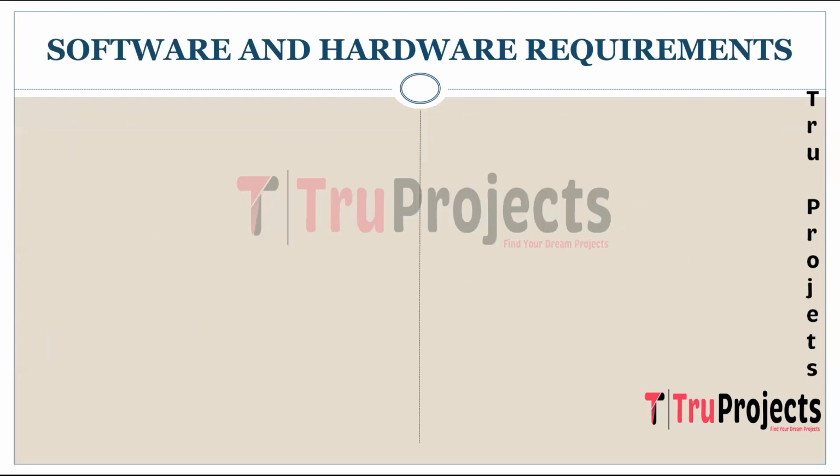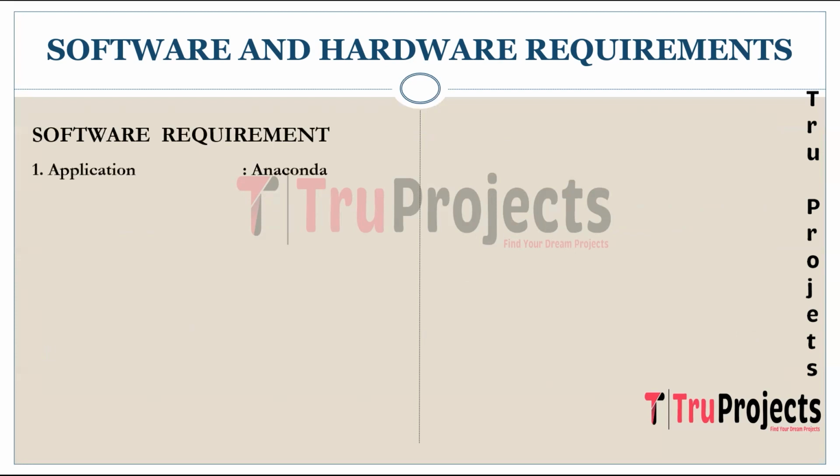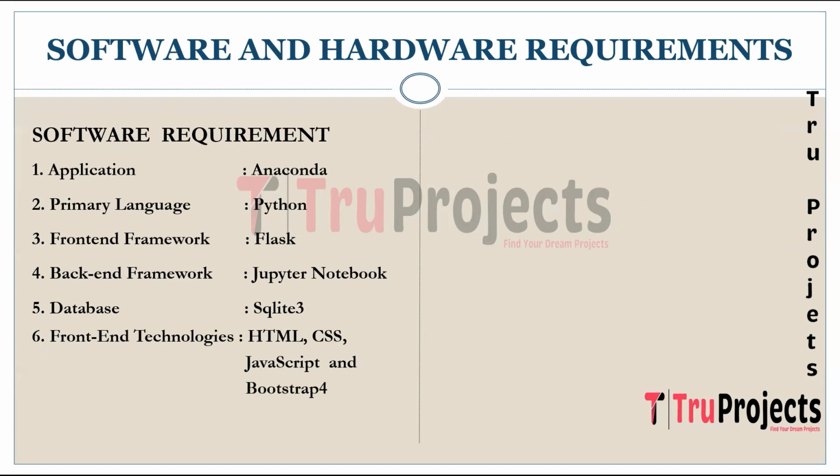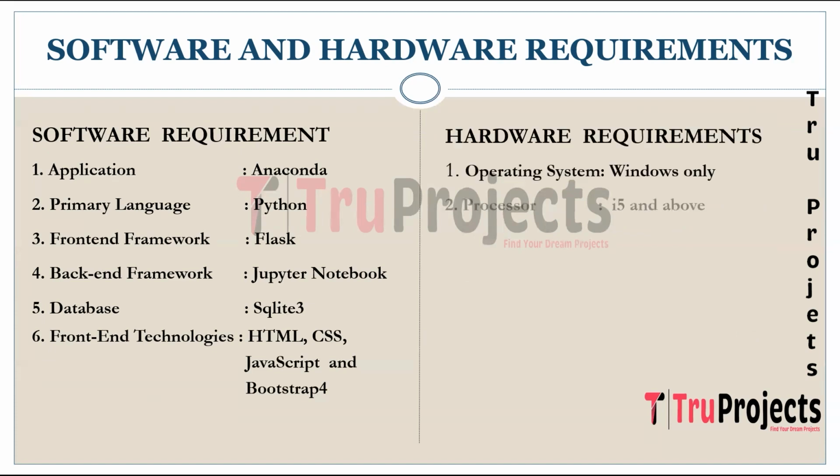To implement this project, we need software and hardware requirements. Coming to software requirements, we need the application of Anaconda, primary language of Python, front-end framework of Flask, back-end framework of Jupyter Notebook, database of SQLite 3. Front-end technologies are HTML, CSS, JavaScript, and Bootstrap 4. Coming to the hardware requirements, we need operating system of Windows, processor of i5 and above, RAM of 8 GB and above, and hard disk of 25 GB and above.